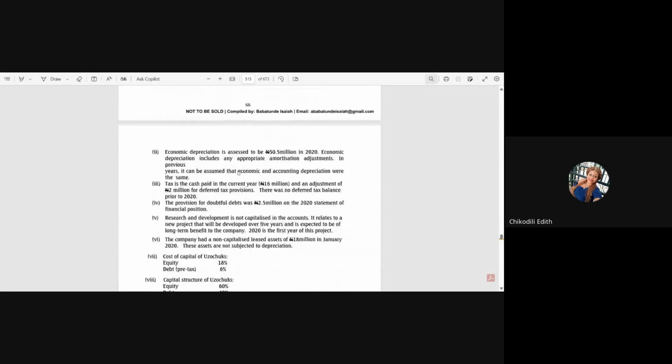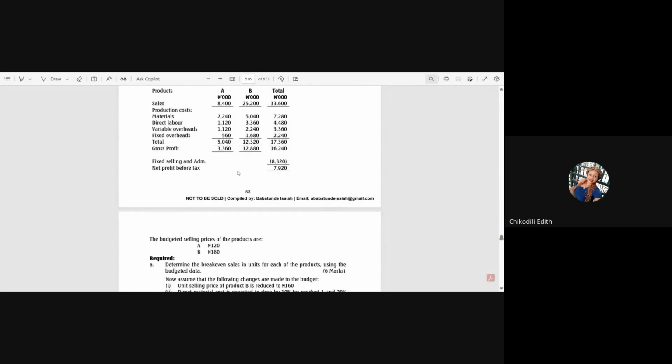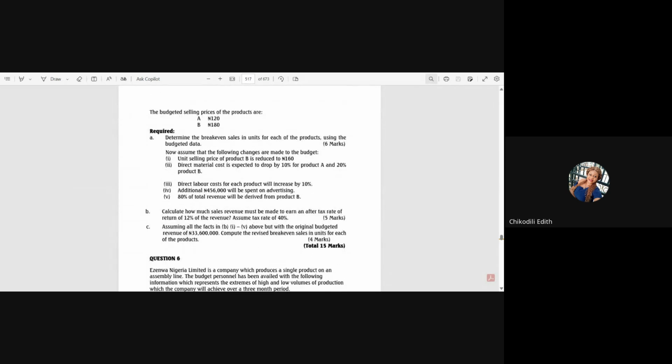Now, assume that the following changes are made to the budget. The unit selling price of product B is reduced to 160. Direct material cost is expected to drop by 10% for product A and 20% for product B. Direct labor costs for each product will increase by 10%. Additional 456,000 will be spent on advertising. 80% of total revenue will be derived from product B.